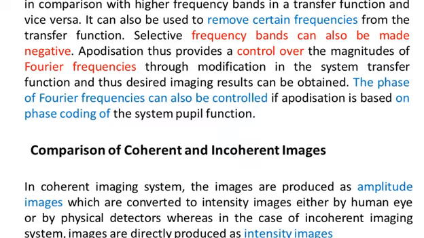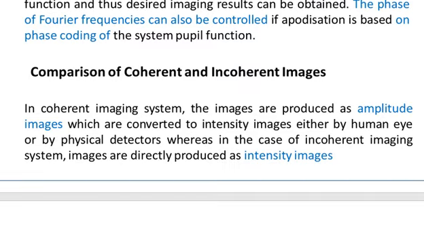Comparison of coherent and incoherent images. Here we would try to establish which of the systems is better, coherent or incoherent. So let's give some examples in the following topic.